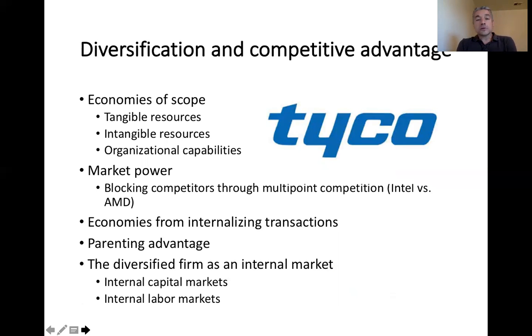Does diversification lead to competitive advantage? It does in a number of cases, and there are multiple mechanisms that could be employed here. The first one is so-called economies of scope. So you remember previously we discussed economies of scale, where the basic idea was that you double your output volume and your cost per unit of production goes down 20 to 30%.